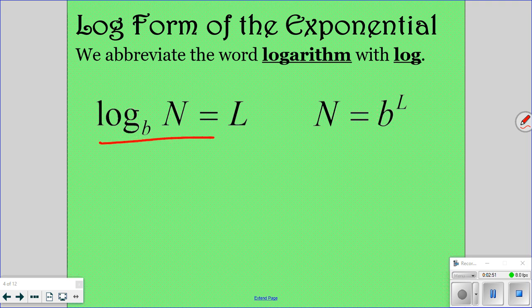So this is in log form because there is a log here. This equation on the right side is in exponential form because there's an exponent. These are different forms of the same equation. So basically, this n stays in the same spot. And then the b comes over here and pushes the L to the exponent. So this b pushes that L up to the exponent. And that's how you go from log form to exponential form.